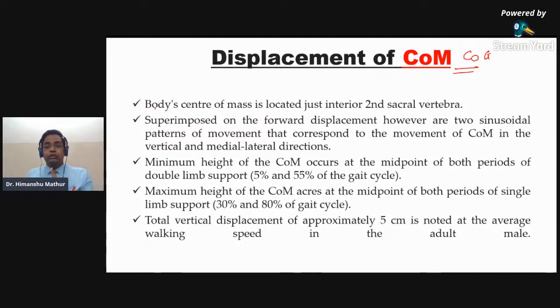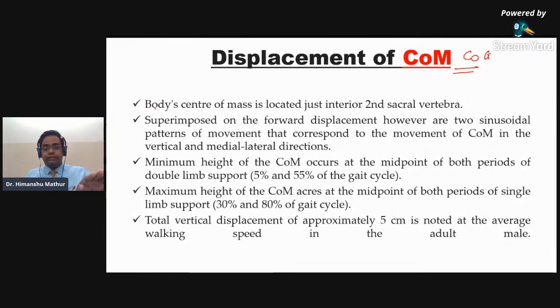But I have unipedal stance also, or unipedal walking also. So that is why there is a time when the whole weight is directed towards the right side. There is another time when the whole weight is directed towards the left side, right? That is why your center of gravity also moves to the right and left.